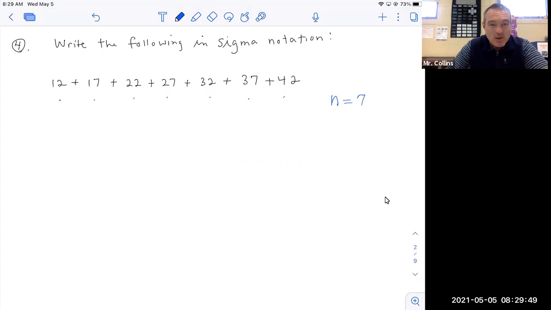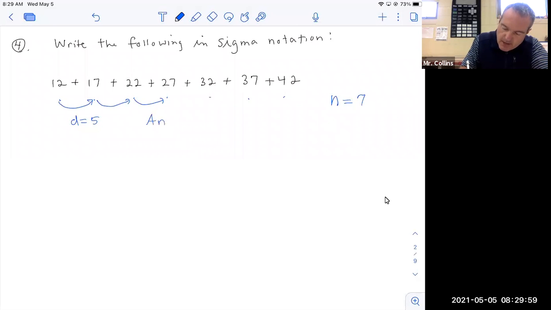And then really not hard to see the pattern here. I just keep adding 5 every time. Add 5, add 5, add 5. That's my common difference. So clearly it's arithmetic. And what else do I need? Common difference. I got n. First term is 12. That's a no-brainer. And I want to write this in sigma notation.